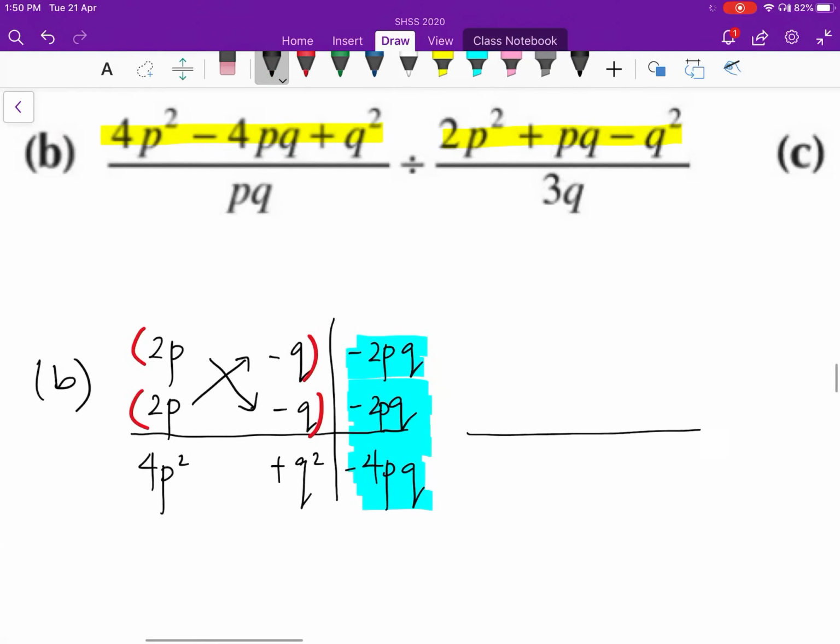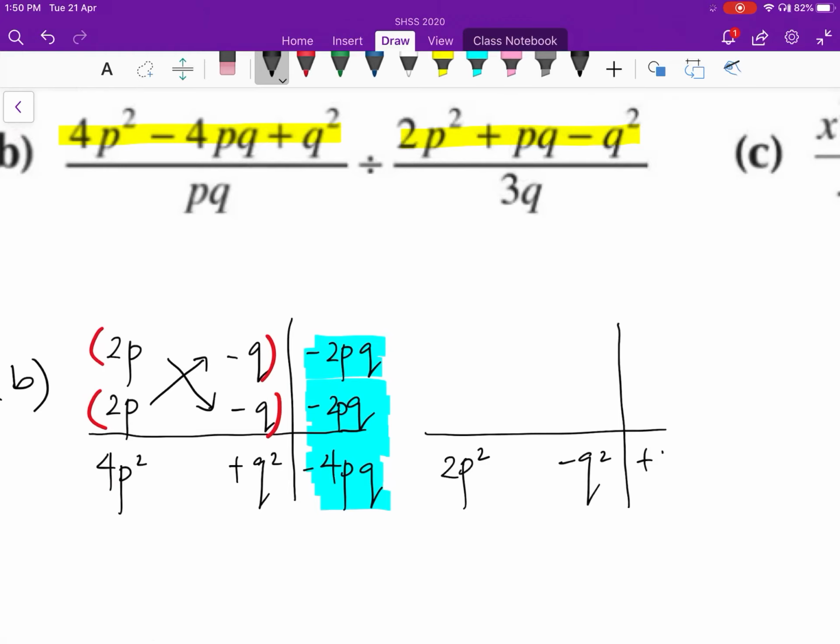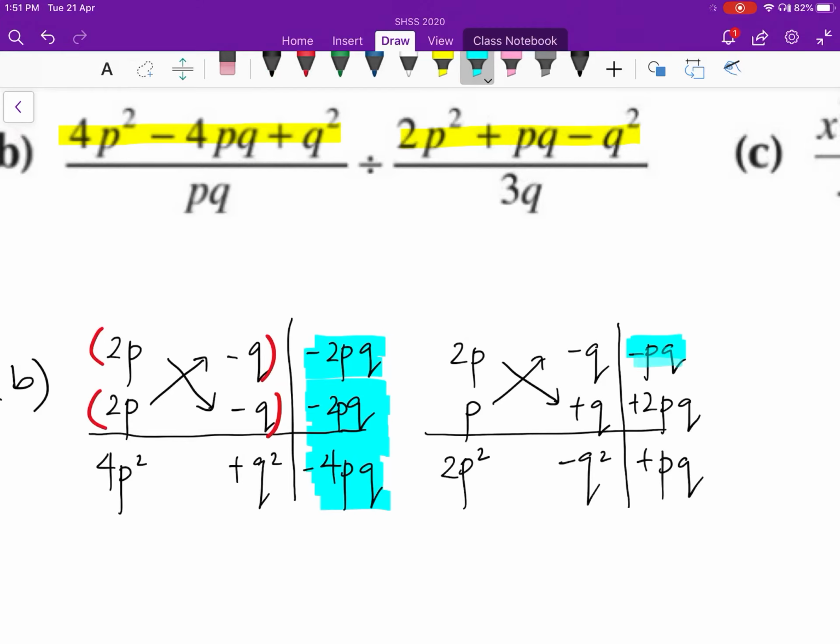The second type of factorization: 2p squared, negative q squared, positive pq. This factorization is 2p times p to give you 2p squared. Q squared is negative q times positive q to give you negative q squared. Now if I were to cross it, this will give me negative pq. This will give me positive 2pq. Let's check. Negative pq, positive 2pq, it gives me positive pq, which means our factorization is also correct here.